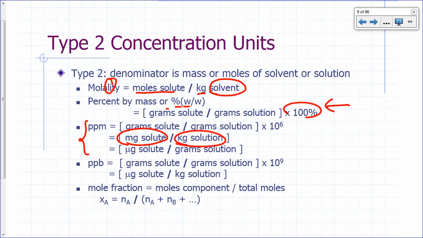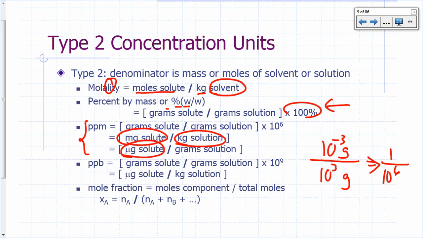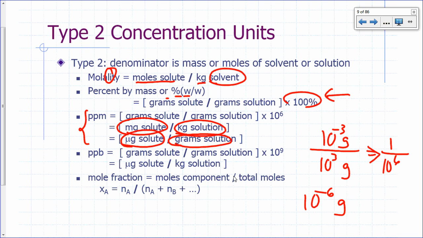Now, you'll notice that you can also express parts per million as milligrams of solute per kilogram of solution. Why is that? A milligram is 10 to the negative 3 grams, and a kilogram is 10 to the 3rd grams. So that means that is equal to 1 over 10 to the 6, that ratio. Okay, so that's 1 part out of a million. A milligram is 1/1,000,000th of a kilogram. Or you can also say that that's essentially micrograms of solute per gram of solution. A microgram is 10 to the negative 6 grams. Okay, so 1 part in a million. So 1 microgram would be 1/1,000,000th of a gram.